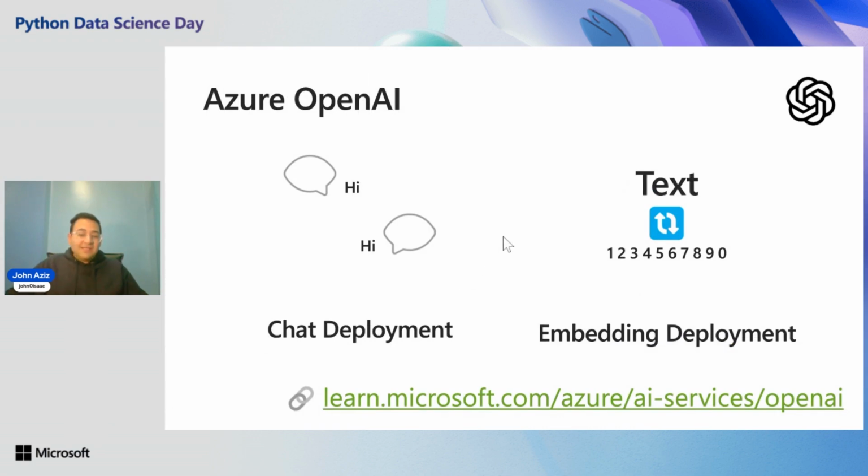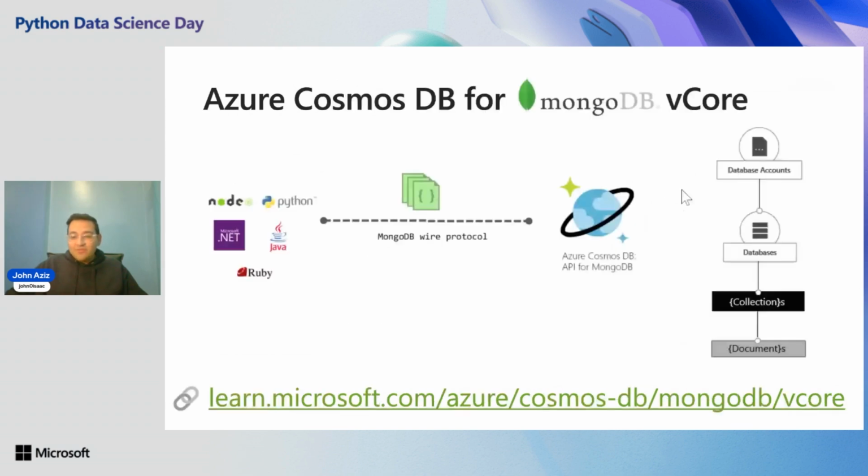While the model is being created, we are going to also create an Azure Cosmos DB for MongoDB vCore. And what is Azure Cosmos DB for MongoDB vCore? It's a type of database where I can store JSON documents. There is a specific structure for it, which I need you to understand, because that's how we will build stuff.